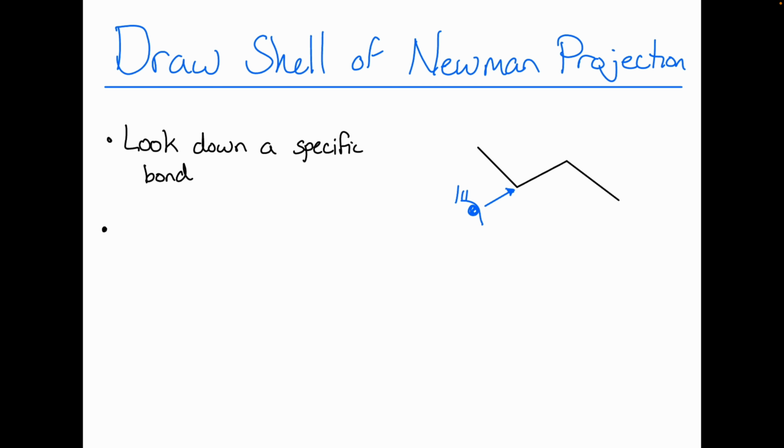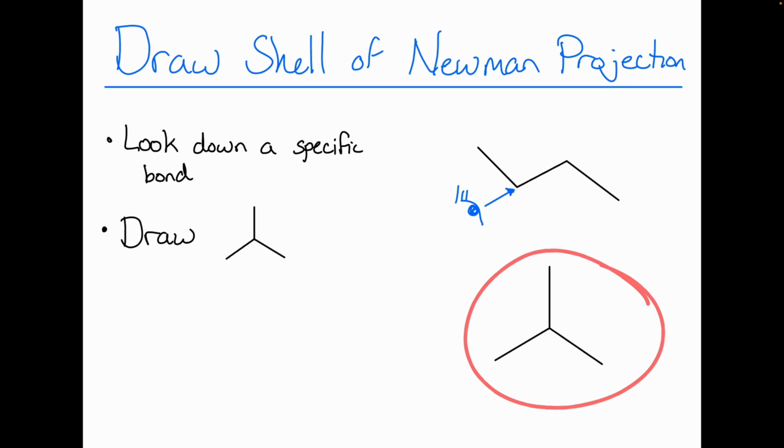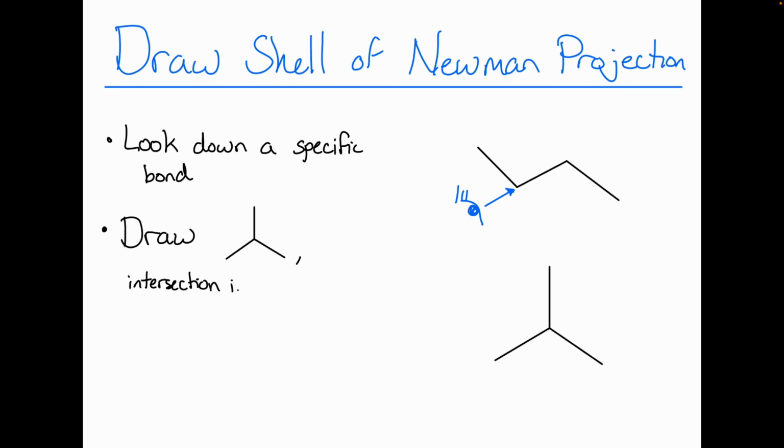Okay, so step one, we're going to draw this little Mercedes symbol kind of thing. All right, trigonal planar shape. Okay, so I'm going to do my Newman projection down here. All right, when we draw that little Mercedes shape, that intersection is our front carbon.